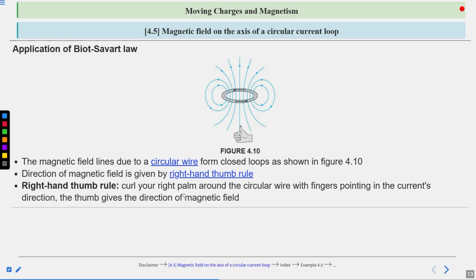In this diagram, if you are curling your fingers in the direction of current, that is anti-clockwise, then your thumb will point in the upward direction. So you can find the direction of magnetic field for a current carrying loop. Got it?